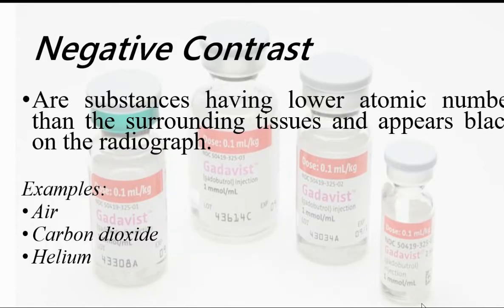Negative contrast are substances having lower atomic number than the surrounding tissues and appears black on the radiograph. It allows X-ray to penetrate structures more easily. Examples are air, carbon dioxide, and helium. We all know that air absorbs less radiation, consequently radiolucent, so their image on the film appears black, same as with carbon dioxide and helium.